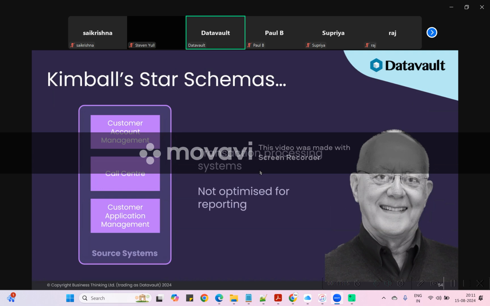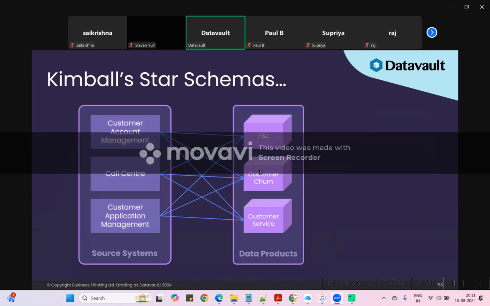And Kimball basically said, well, look at your source systems. They're not optimized for reporting purposes. So what you need to do, he said, was to build these data products, these star schemas. And what you did was you built an analytics data set for particular use cases. So here we have profit and loss, a star schema that's probably going to be used by the finance team.